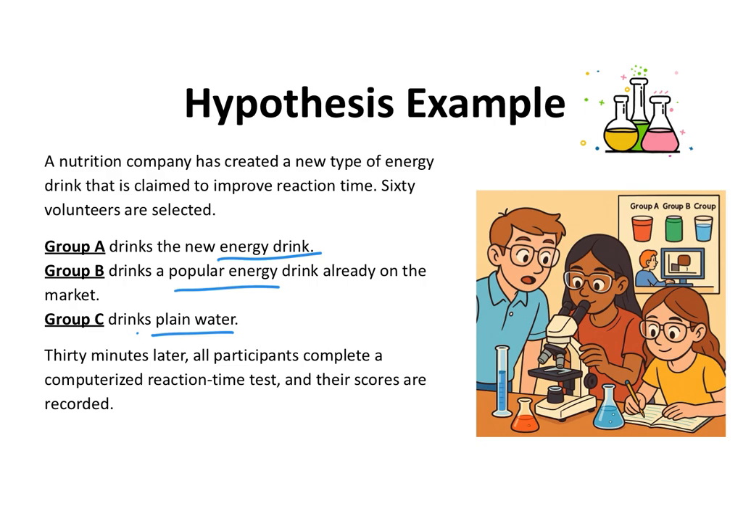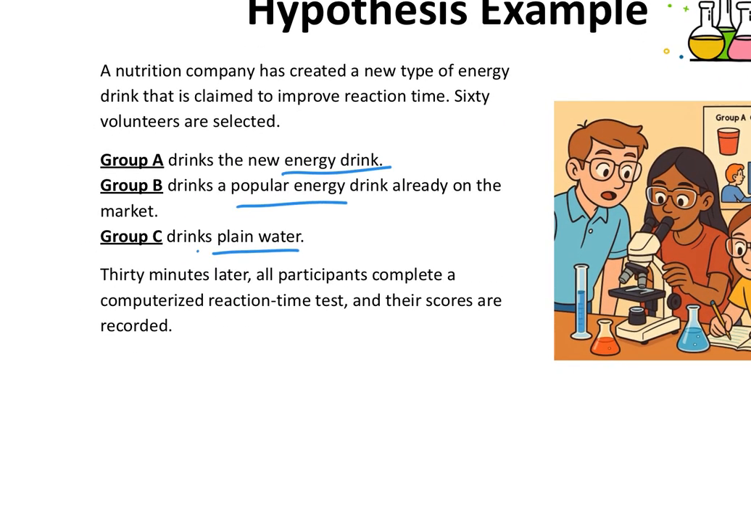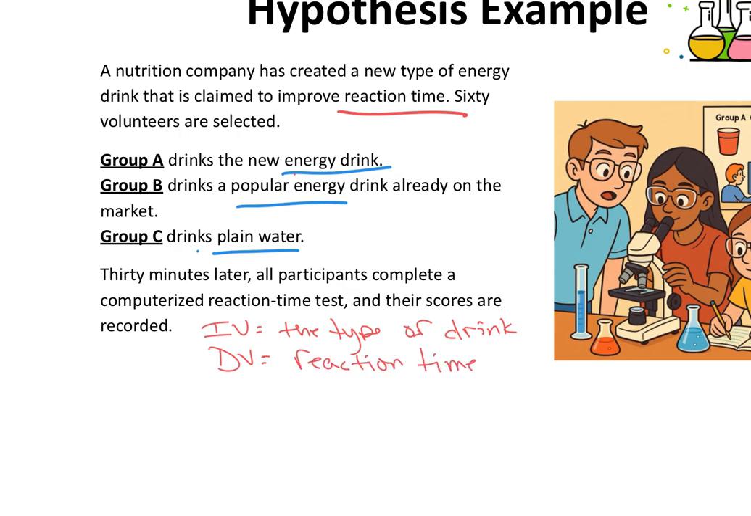So the first thing we got to do is create a hypothesis. So let's write a hypothesis. Let's first put our IV and DV. Our IV in this case is going to be the type of drink, because that includes the new, the popular, and the water. My DV in this case is going to be reaction time. So I have my two variables. So let's go ahead and plug it in.